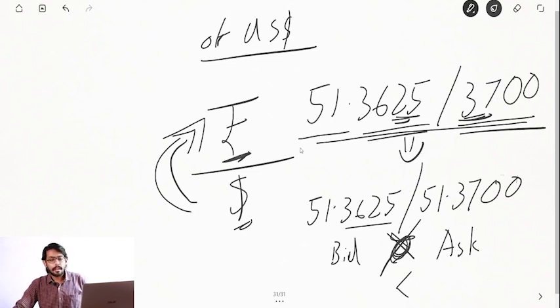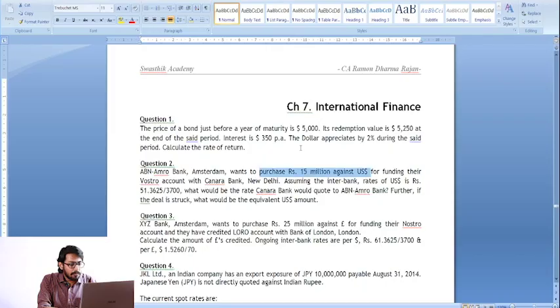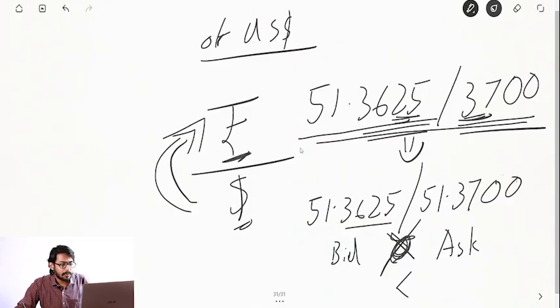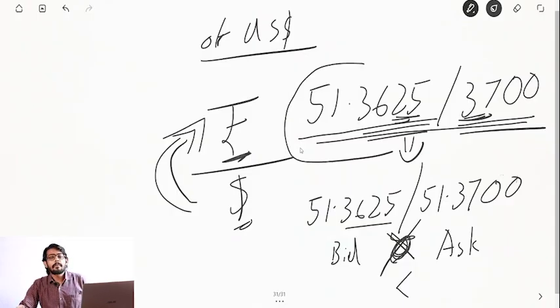Bid rate, up the bid. Okay, so you can write down answer to part 1. What is part 1? What would be the rate Canara Bank would quote? Okay, so he wants to buy this with Canara Bank. Assuming the interbank rates are so and so, what would be the rate Canara Bank would quote? Canara Bank would quote the bid rate. You can write the answer. Canara Bank would quote the bid rate, that is 51.3625. Rupee by dollar, 51.3625 would be the rate quoted by Canara Bank. Bracket bid rate. That is the answer.